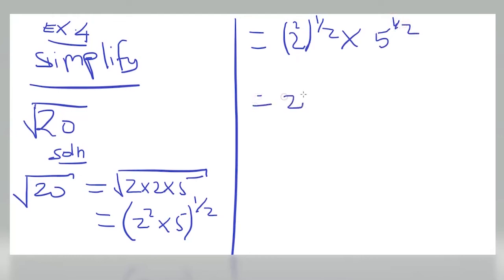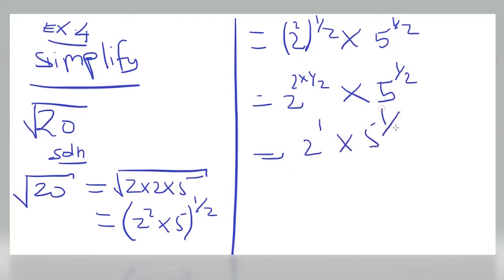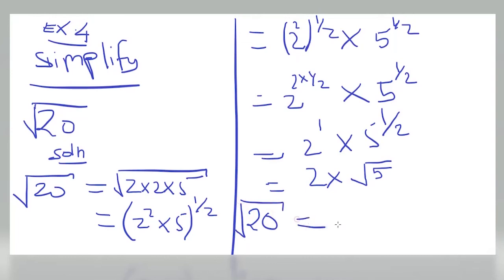Now this means there's 2 squared times a half, then times 5 power a half. Now for this one, 2 by 2, we cancel, therefore I'm going to have 2 power 1 times 5 power a half. Now a number power 1 is that number, so it is 2, then times 5 power a half, which can also be written as the square root of 5. So finally you can say 2 radical can be written as 2 under root of 5. That is the answer.